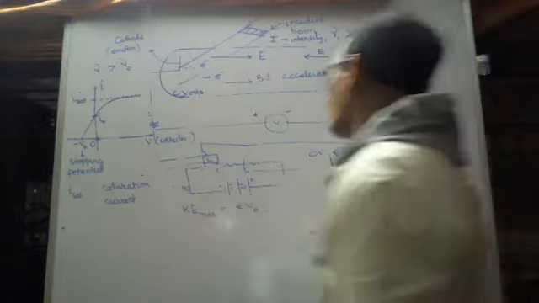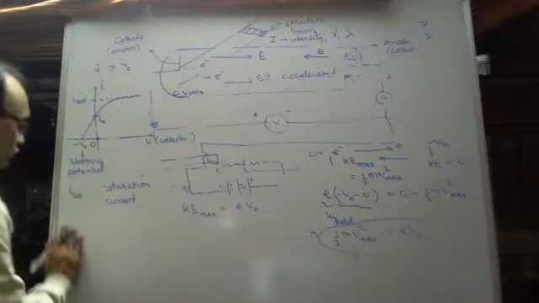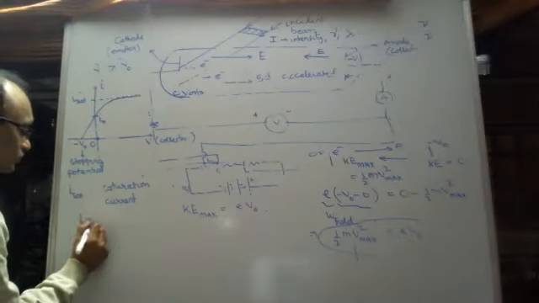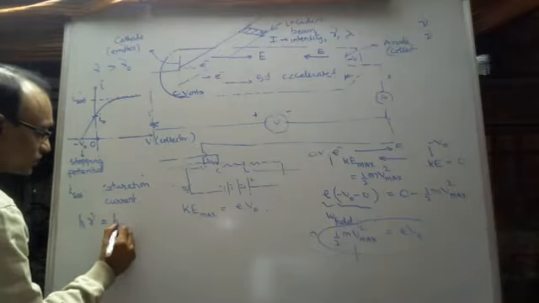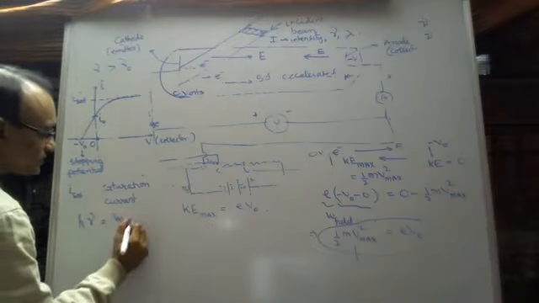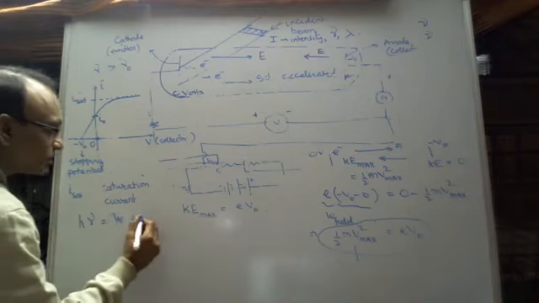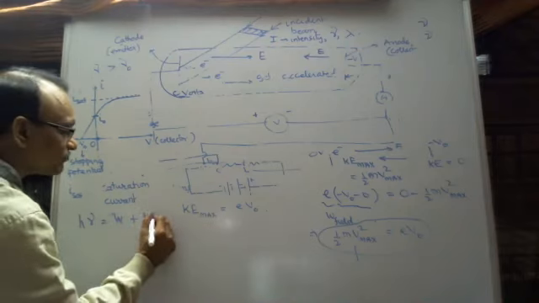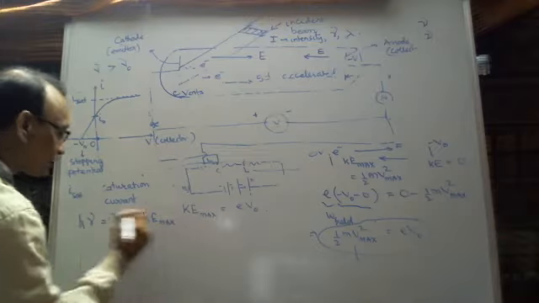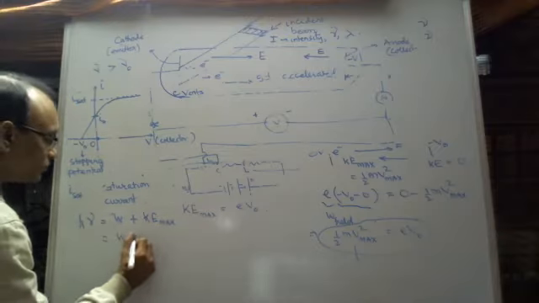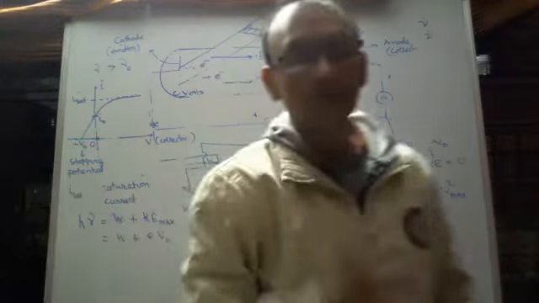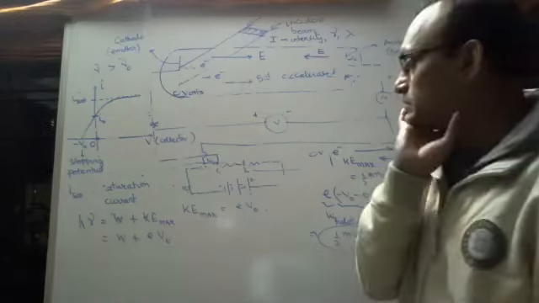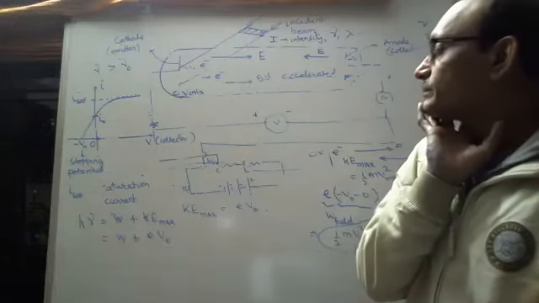So in my photoelectric equation, h nu is work function, h nu naught, work function W, which is h nu naught, plus K max. This was my photoelectric equation, and this is W plus eV naught. Kinetic energy maximum would be eV naught. Yes or no? Right?